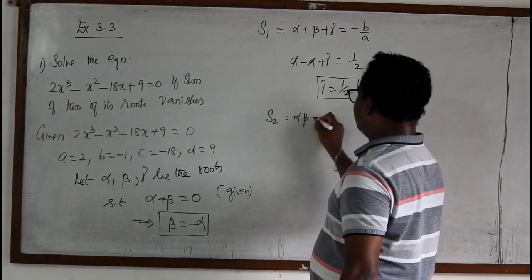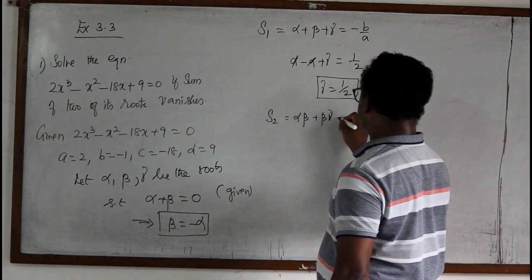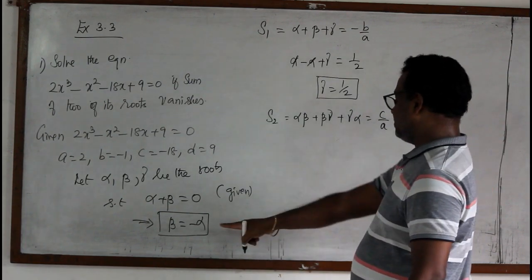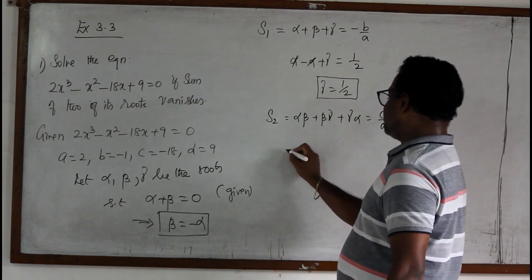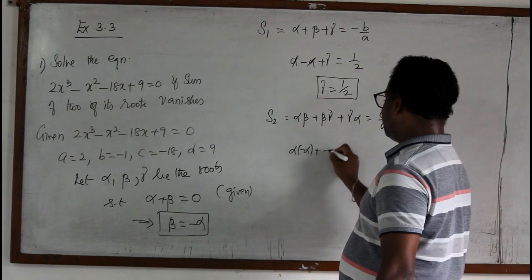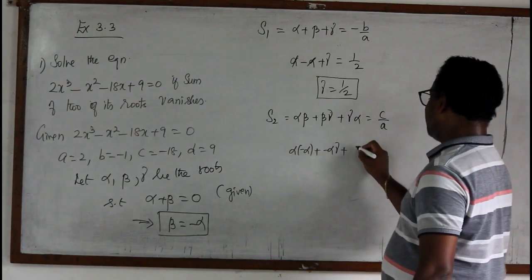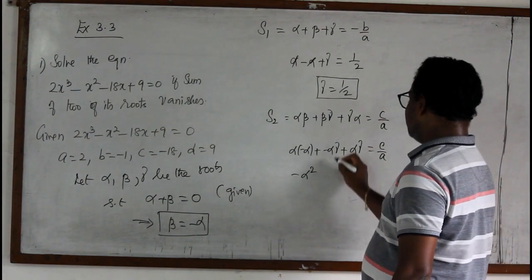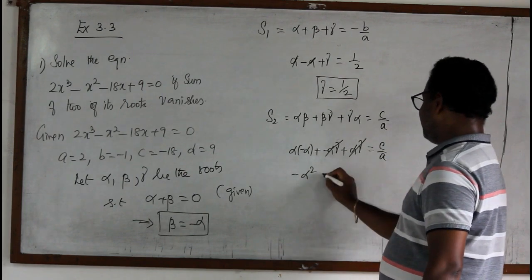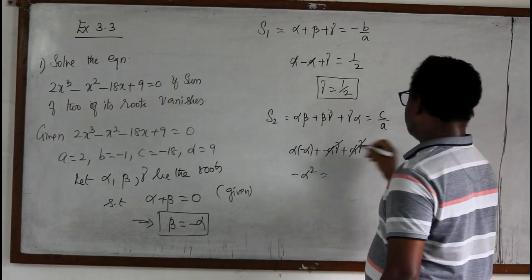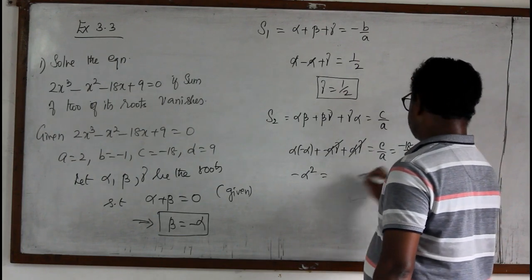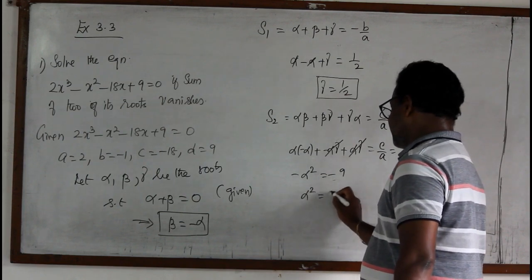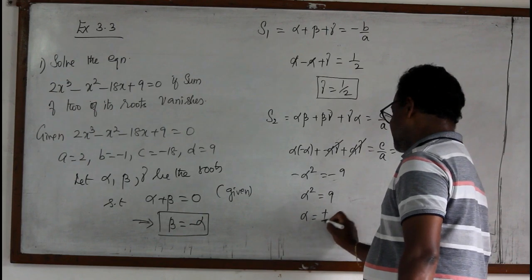It is alpha into beta, beta into gamma, and then gamma into alpha, it is c by a. So wherever beta comes, shall I substitute as minus alpha? It is alpha into minus alpha, plus minus alpha into gamma, plus gamma into alpha, it is c by a. That is minus alpha square, minus gamma alpha plus gamma alpha is c by a. Here c is minus 18 by 2. It is minus 9 by 2. It is minus 9. Minus minus cancels. Alpha square is 9. So alpha is plus or minus 3.